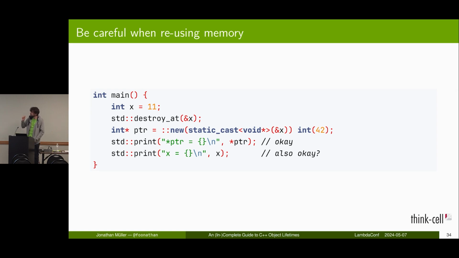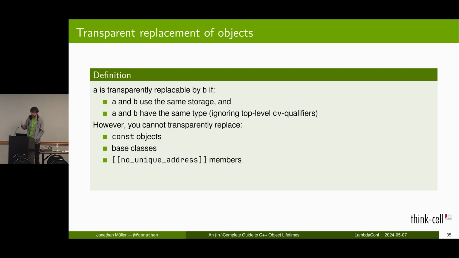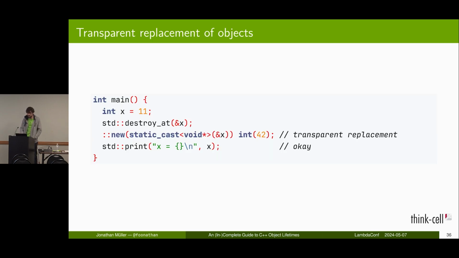Well, the standard says this is okay as long as the object is transparently replaced. So the definition is that A is transparently replaceable by B if A and B use the same storage, and A and B have the same type, ignoring CV qualifiers. And then there are some exceptions for const objects, base classes, and non-unique address members. And then when you deal with sub-objects, you have to recursively go to the parent object, but that's not important right here. So this is a transparent replacement because we're creating an object of the same type at the same storage, and we're allowed to reuse the old name even though we sort of changed what it means. Right? We're starting one object, destroying it, creating a new one at the same place, and then just using their old name.